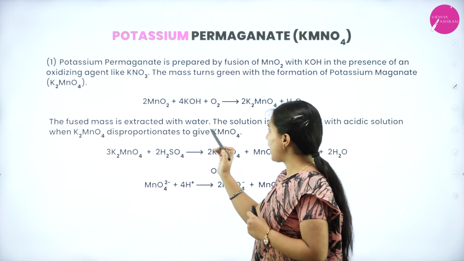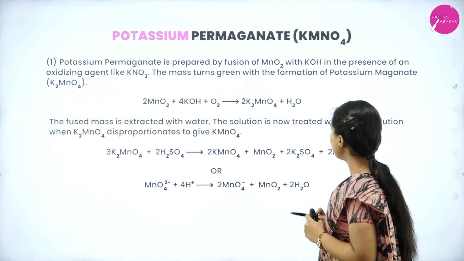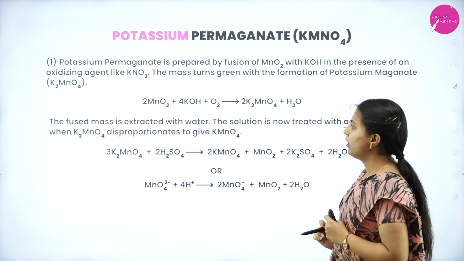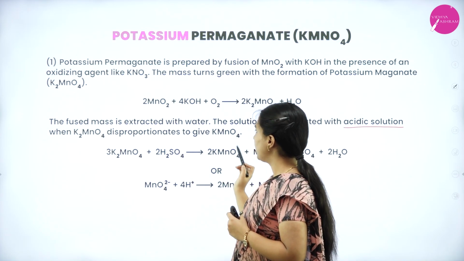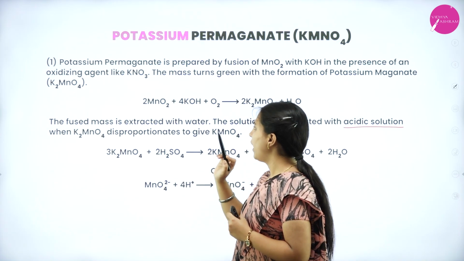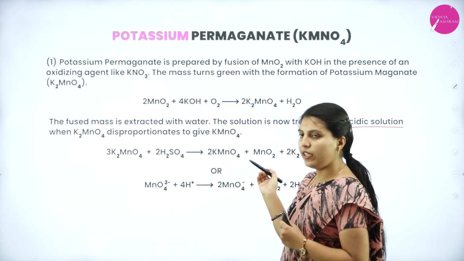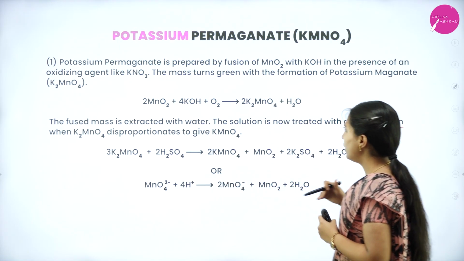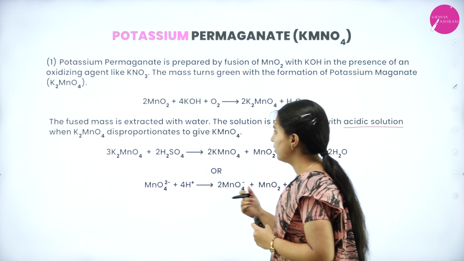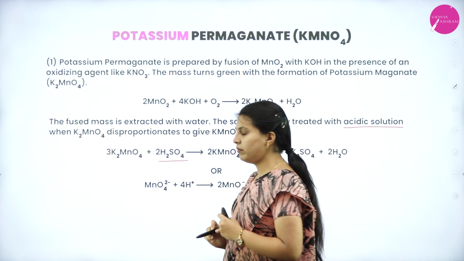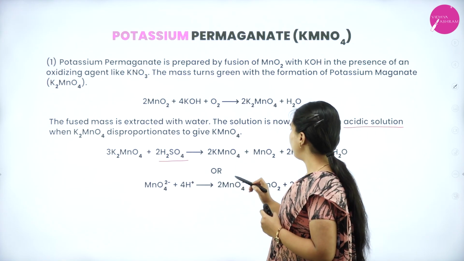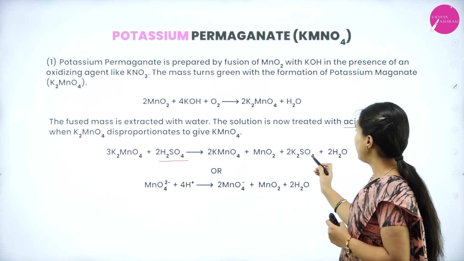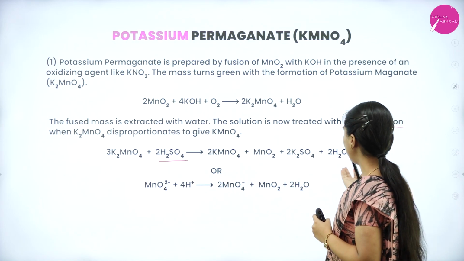The fused mass is extracted with water. The solution is now treated with acid, when K2MnO4 disproportionates to give KMnO4. Treated in acidic medium, it will give KMnO4. See here, in the acidic medium, using sulfuric acid, it will form KMnO4 plus MnO2 and K2SO4, that is potassium sulfate, and water.